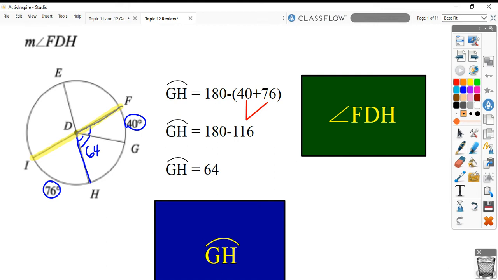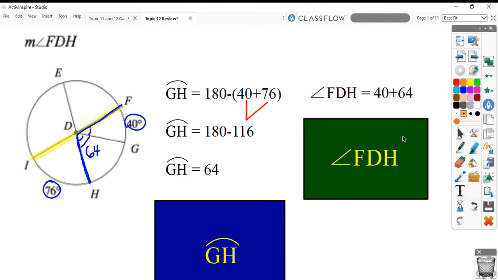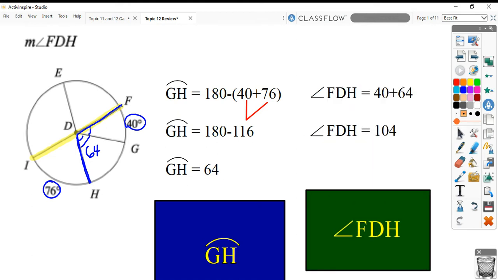Now, when we talk about angle FDH, that part that I outlined at the beginning, I'll do it again right here. We said that it was going to be the sum of those two pieces. So if we're looking for that answer, it's pretty quick and easy again. We just add them together, and that's our answer. 104 degrees is our angle FDH.